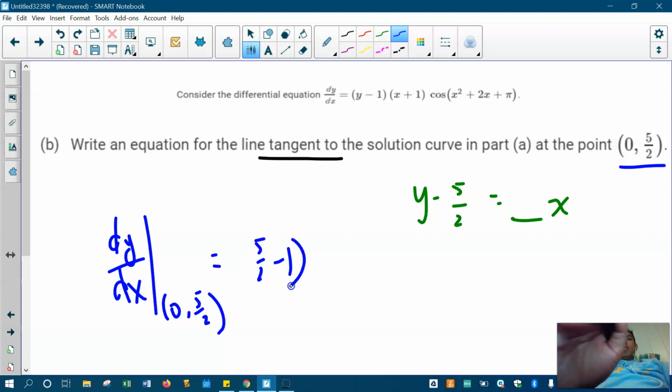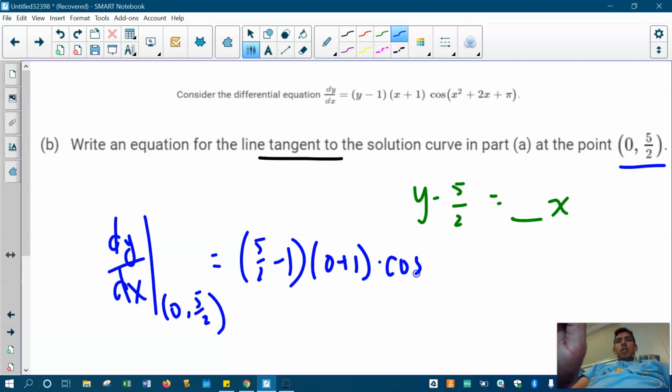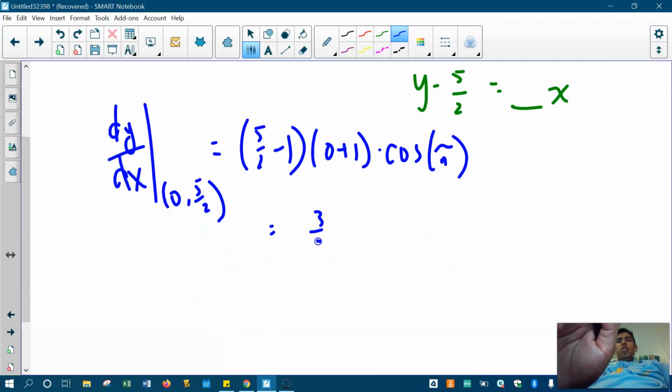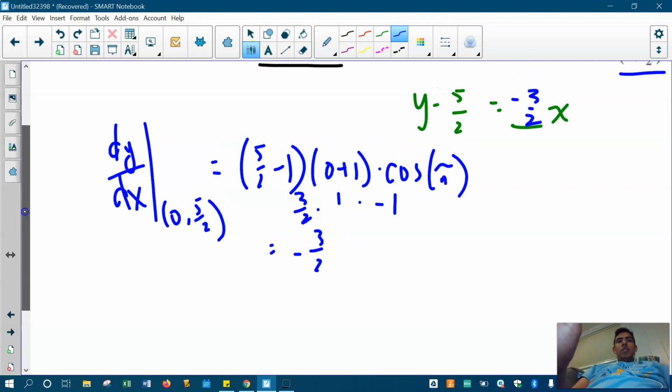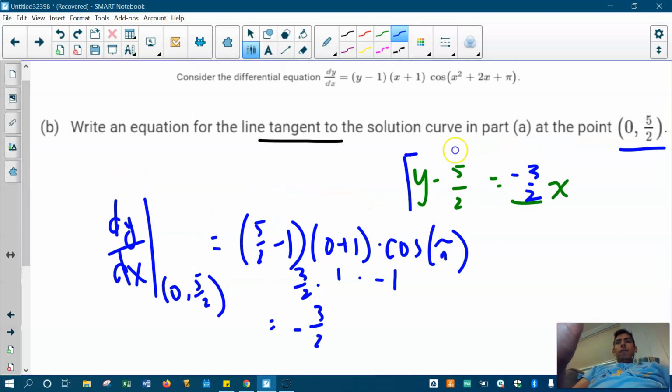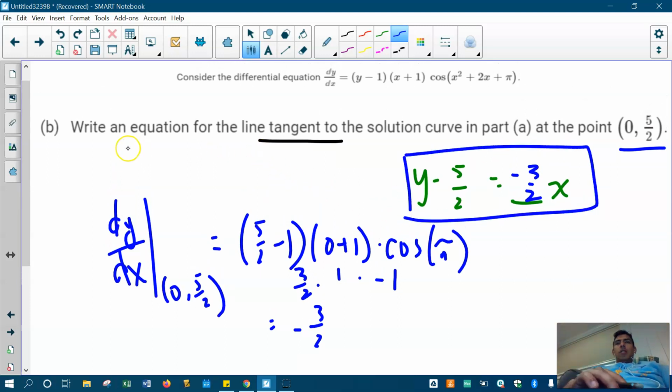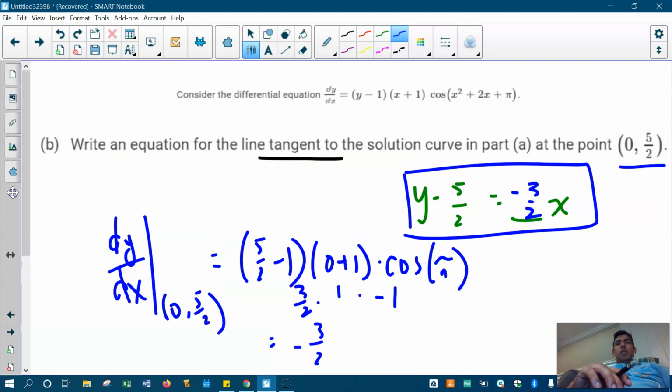Okay, 5 over 2 minus 1. And then times, let's see, x is 0, so 0 plus 1. And then times cosine of a lot of nonsense: 0 plus pi, cosine of pi. Oh, yes, unit circle. Oh my gosh, I love unit circle. Unit circle is awesome! Okay, 0 plus 1 is 1. This is 3 over 2 times 1 times negative 1, which is negative 3 over 2. Done! Answer is negative 3 over 2. And that is my equation of the tangent line for the solution curve. That's it.